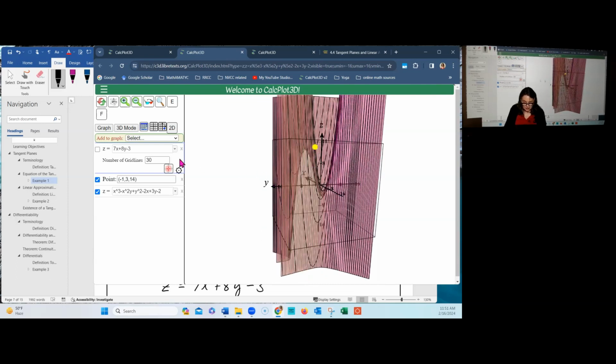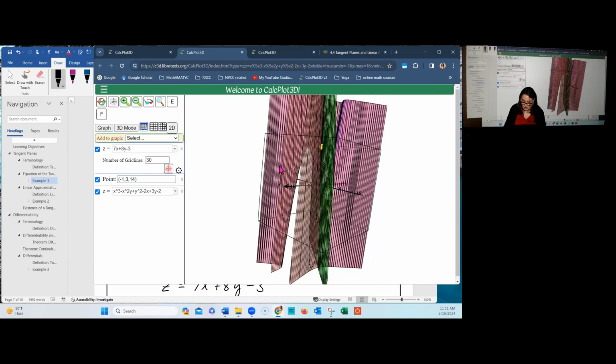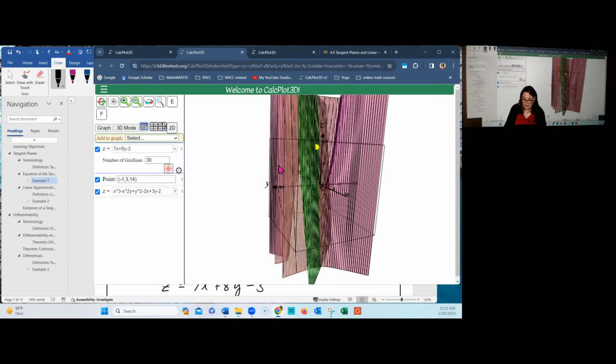In yellow, you see the point that we're interested in. And when I graph the plane, you can see that the point is on both the plane and on the surface. That plane is tangent in some sense to the surface at that point, sort of parallel, if you will.